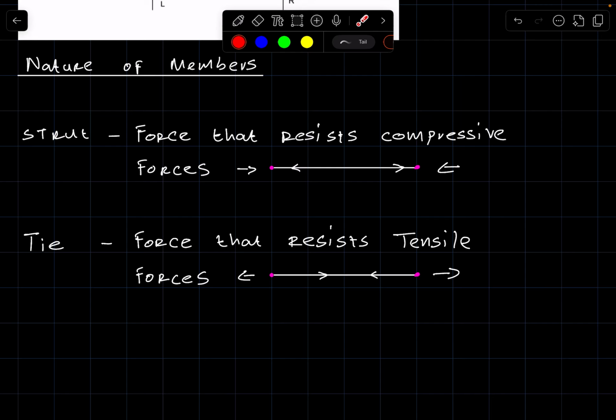Now, if you look at the direction of the member from the perspective of the joints, the direction of a tie goes away from the joint. So if the direction of the member is heading towards a joint, you take it as a strut. And if the direction of a member is heading away from the joint, you take it as a tie. So towards the joint is a strut, away from the joint is a tie. I hope that part is clear.